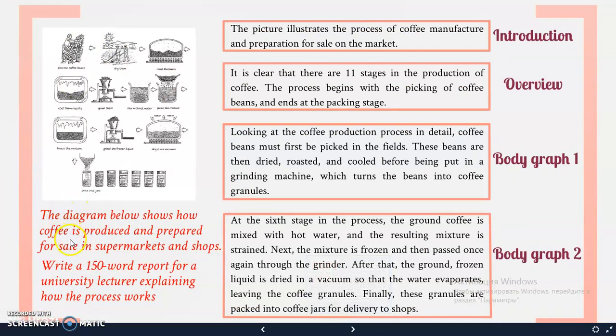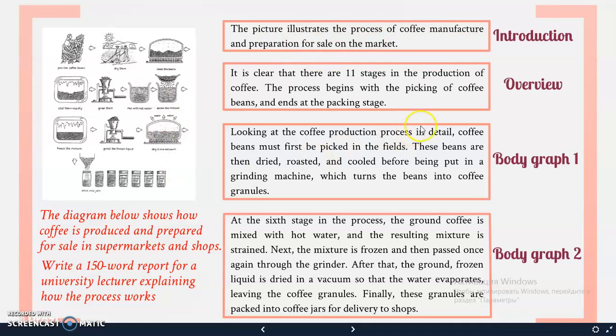So now we will start. This is their given explanation, and this is the task, and we will start with the introduction. We will have to paraphrase the given statement. The picture illustrates the process of coffee manufacture and preparation for sale on the market. This is the introduction, nicely written.